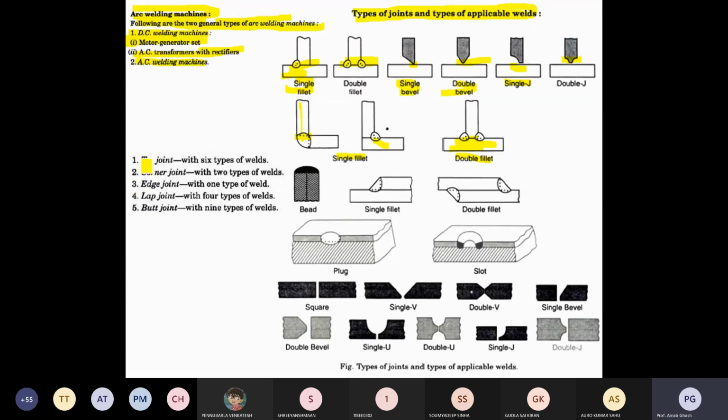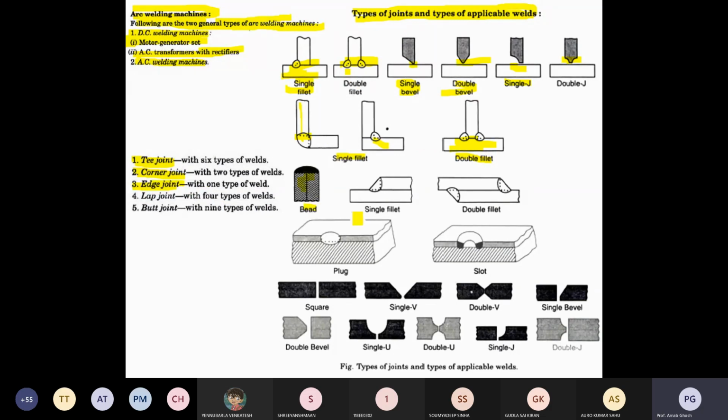So what are the most important joints? The joints are T joints, then corner joints. Number three is the edge joints. So first one is the T joints. Okay, these all are the corner joints or L-shaped joints. Then edge joints, that is called edge joints.